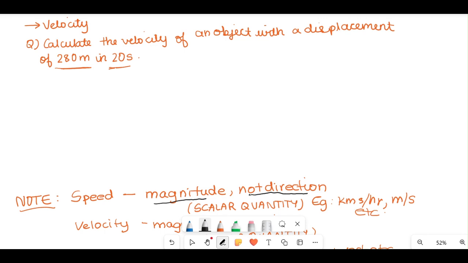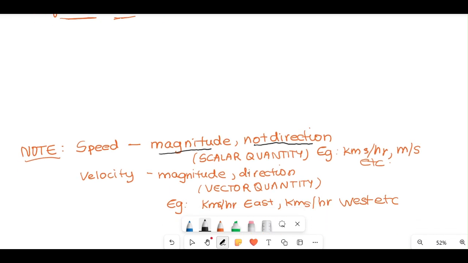It is therefore known as a scalar quantity because we do not talk about the direction. I'll give you a few examples like kilometers per hour, meters per second, etc. We do not involve any direction here. Whereas in velocity, we involve the magnitude as well as the direction.